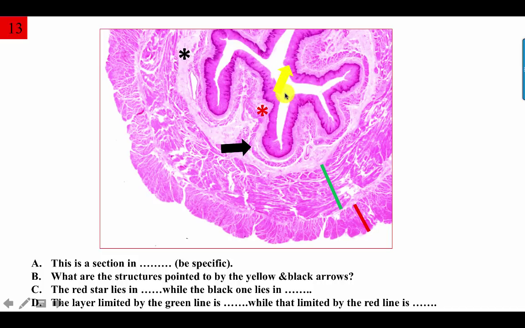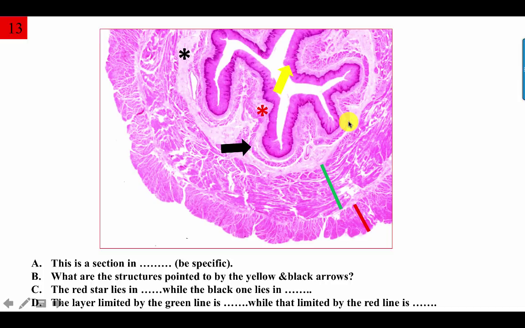Another slide, which is a hollow organ lined with non-keratinized stratified squamous epithelium, so it is the esophagus, but here we don't have mucous glands. We have this red circle surrounding the epithelium, formed of smooth muscle called muscularis mucosa. So this is a section in the esophagus of a cat.